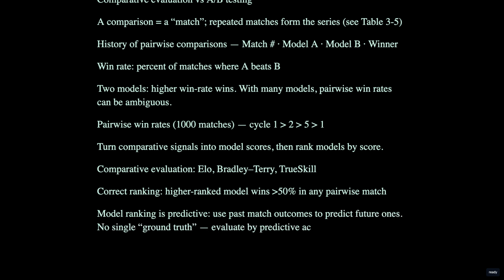Treat ranking as a predictive model. We compute an ordering from historical match outcomes and use it to forecast future match results. Because different algorithms can produce different rankings and there's no absolute ground truth, the meaningful measure is how well a ranking predicts later matches. My analysis of Chatbot Arena finds the produced ranking works well for model pairs with enough matches. Details are in the book's GitHub repo.